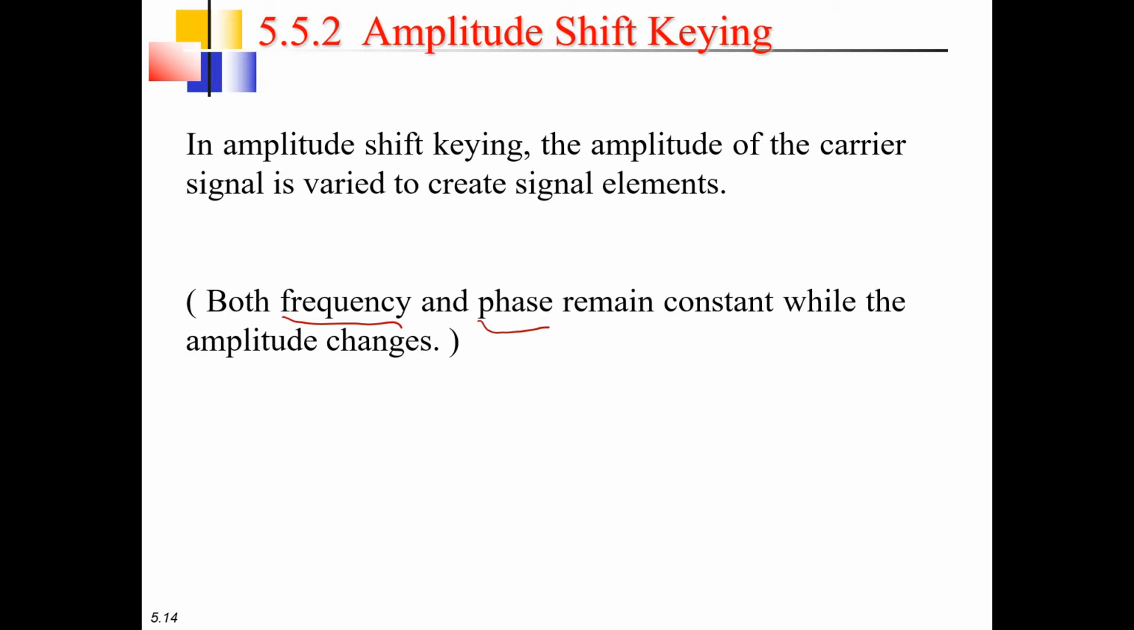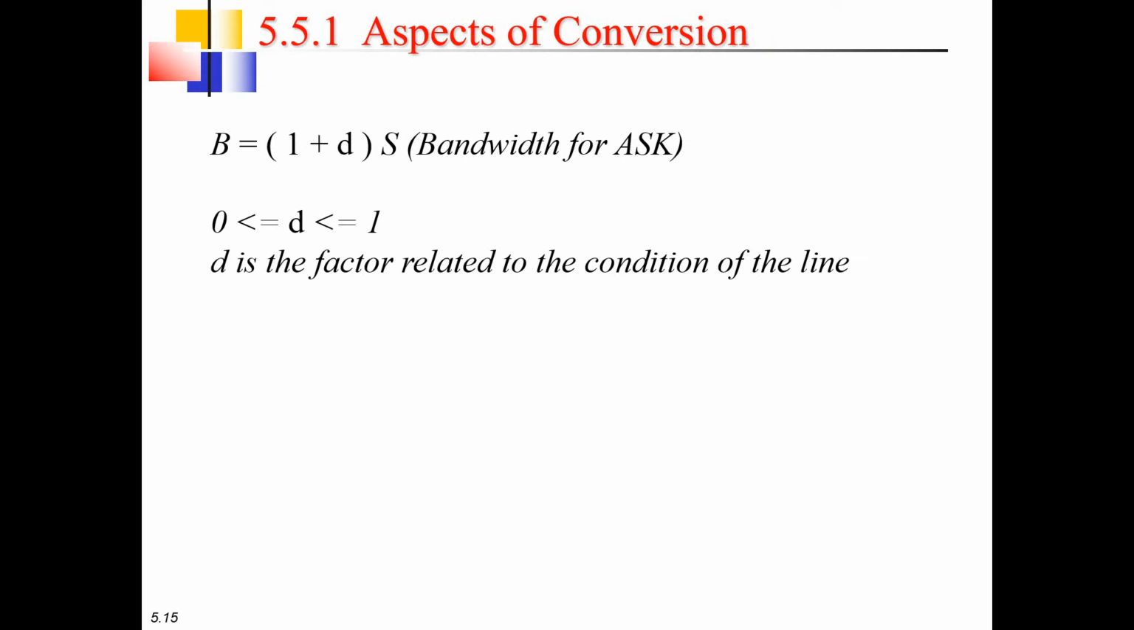Frequency and phase remain constant. In amplitude shift keying, only amplitude varies. Now let us see the bandwidth formula for ASK. B is equal to (1 plus D) into S, where D is a constant which varies from 0 to 1, and where D equals 1 will be the worst case and D equals 0 will be the best case.